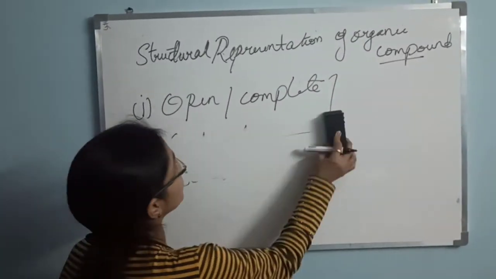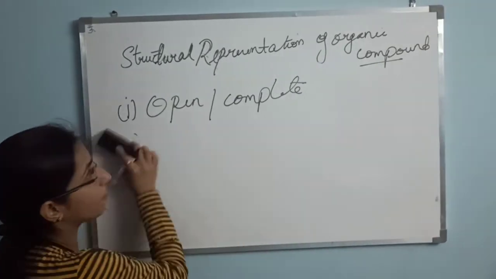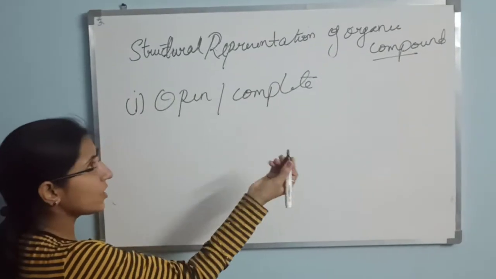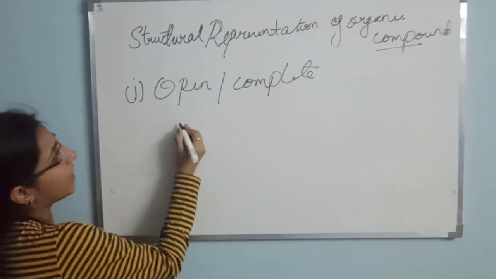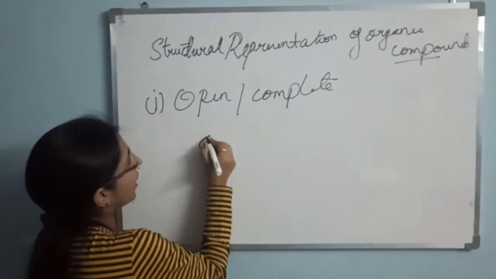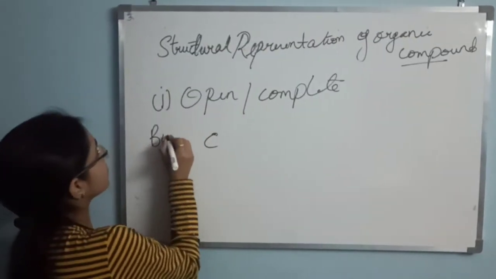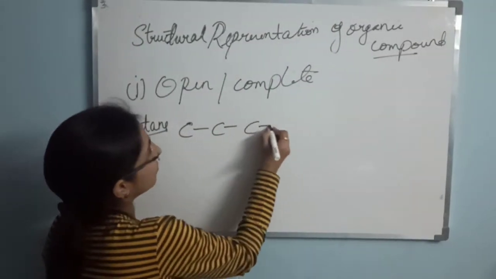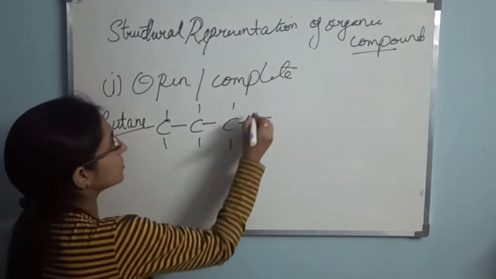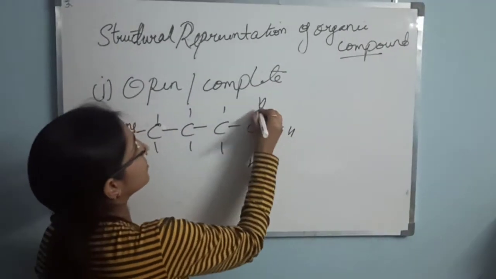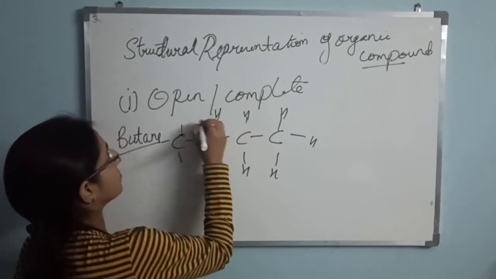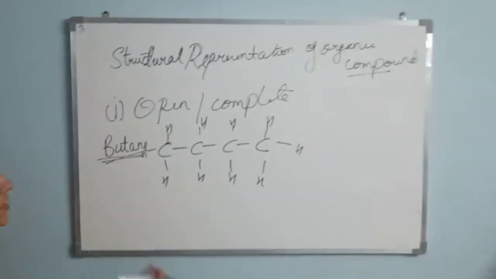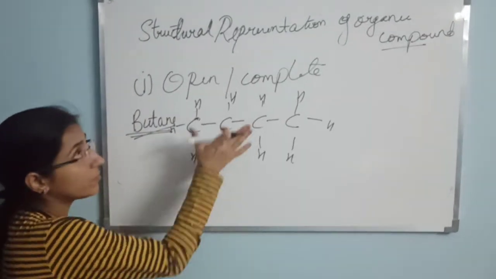So let's move to the first one, the open or the complete structure. I am going to tell you how to write it. You can write any formula. Suppose we have butane, and I tell you to write the structure for butane. What you are going to do is write 4 carbons, then all these carbons with hydrogen atoms. And here we get the butane molecule. This is the representation of the open form of an organic compound.